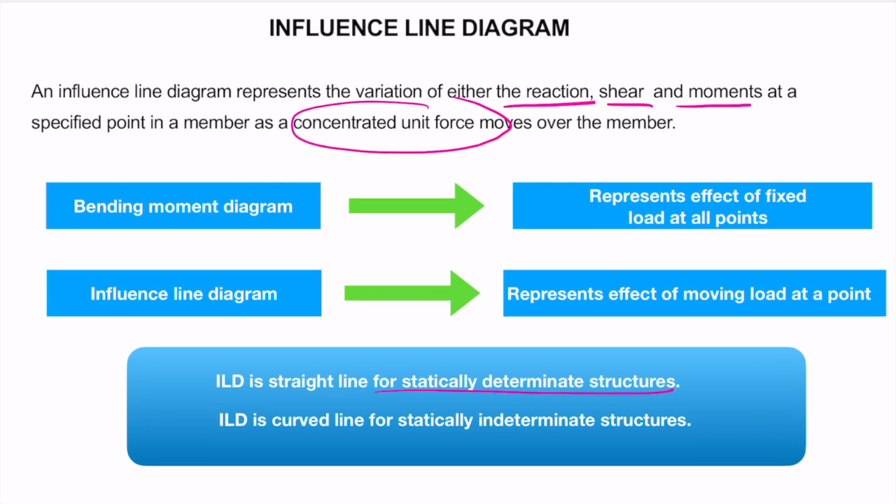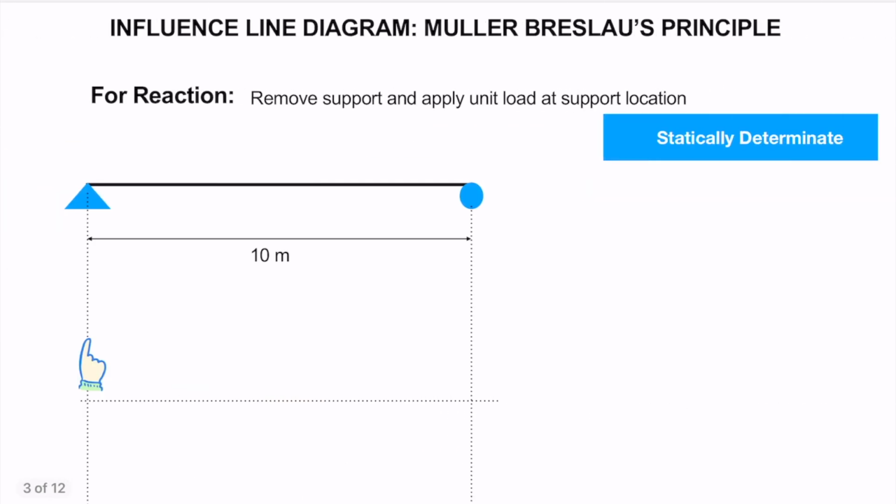There's a conventional method to draw the influence line diagram, but for this question I'm going to discuss a very quick method which will be helpful for the GATE exam. The method is drawing the influence line diagram using the Muller-Breslau principle. We'll see how to use this method for drawing ILD for reaction, shear force, and bending moment. First, I'm going to discuss this method for a statically determinate beam, and then we'll move towards statically indeterminate structures.